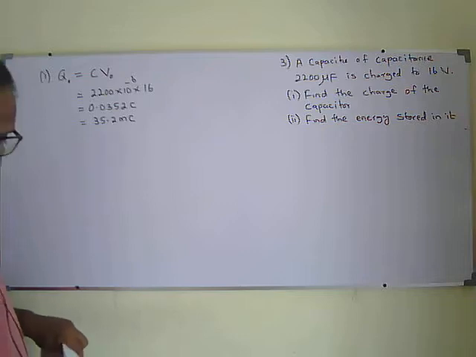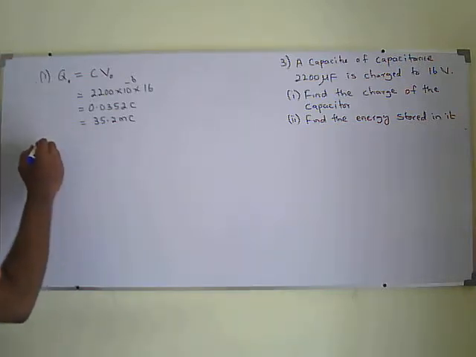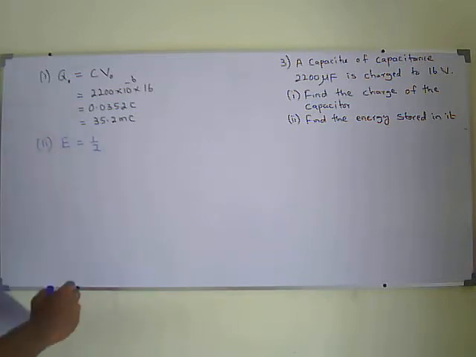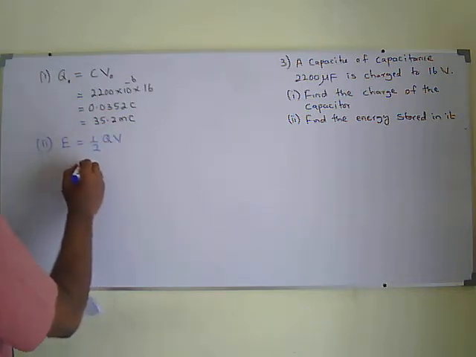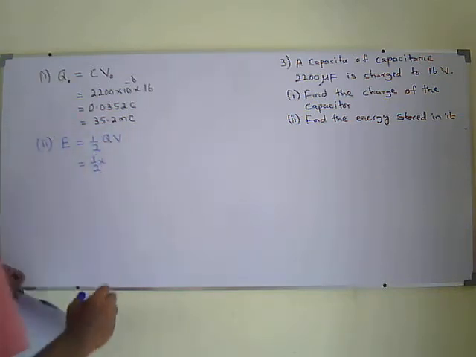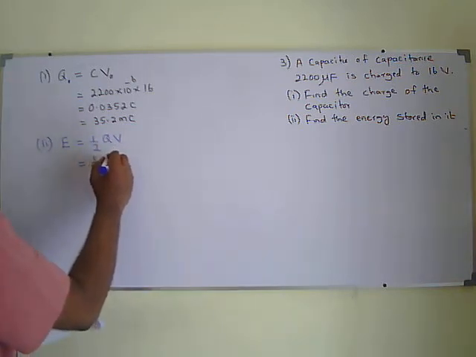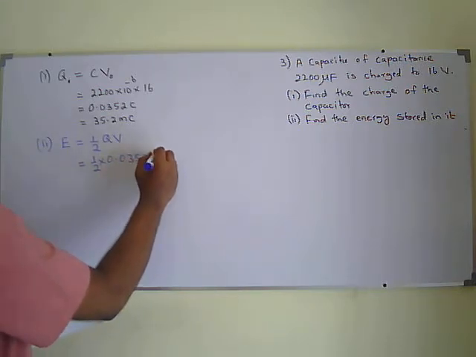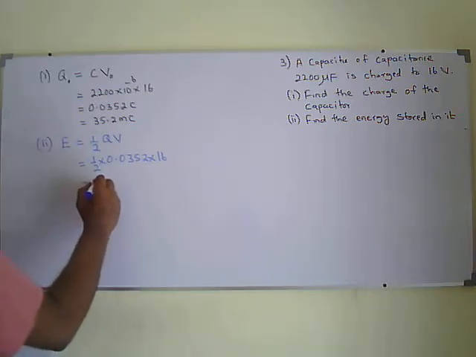Second part, they asked to find the energy stored in the capacitor. So for the energy stored in the capacitor, I can use half QV, or half CV square. With half QV, half the charge of the capacitor, 0.0352, into the voltage 16, you will get the answer, 0.282 joules.